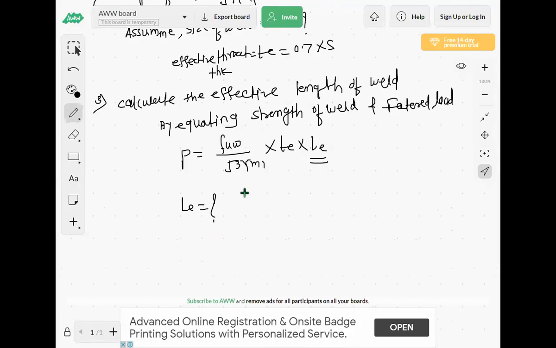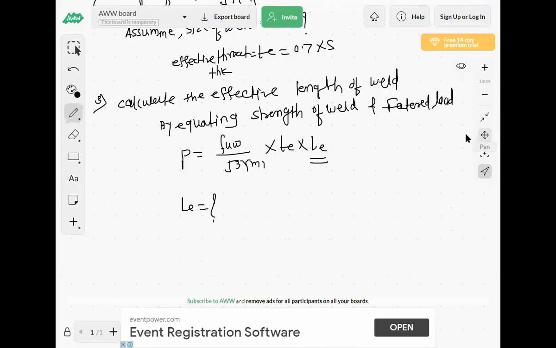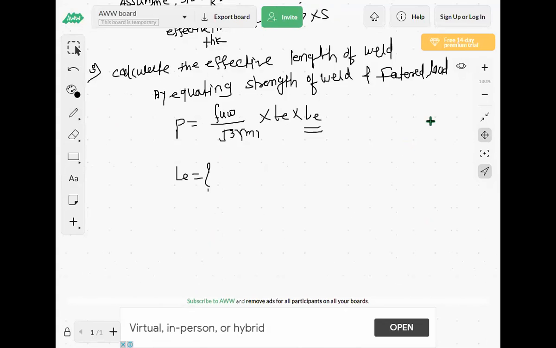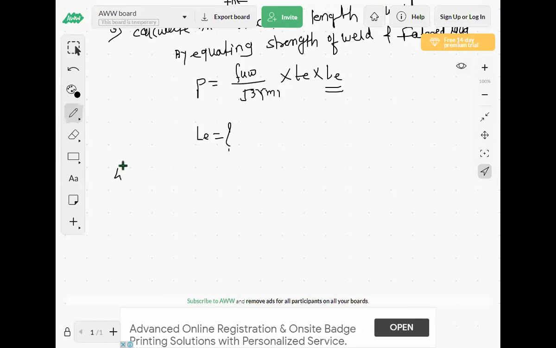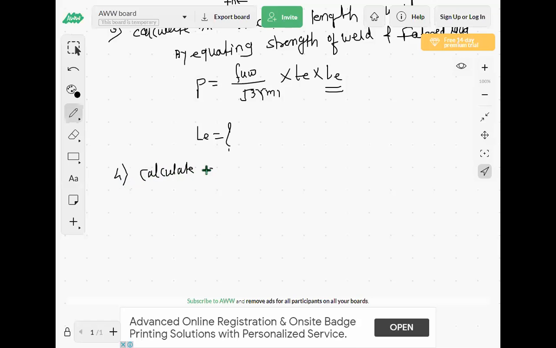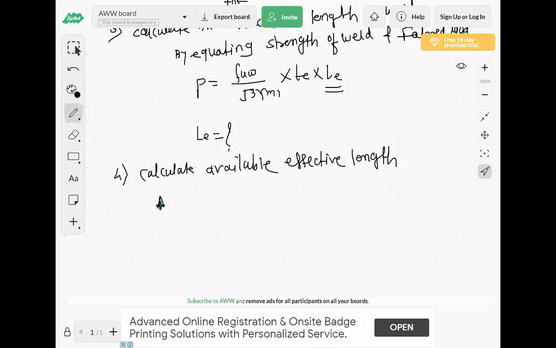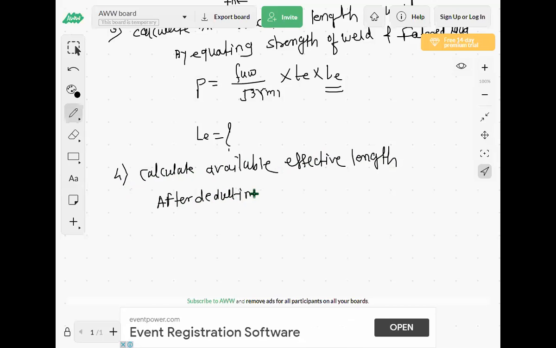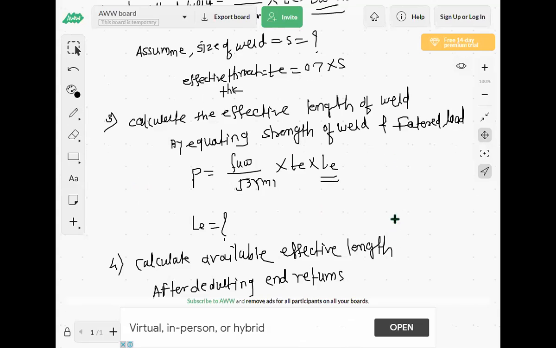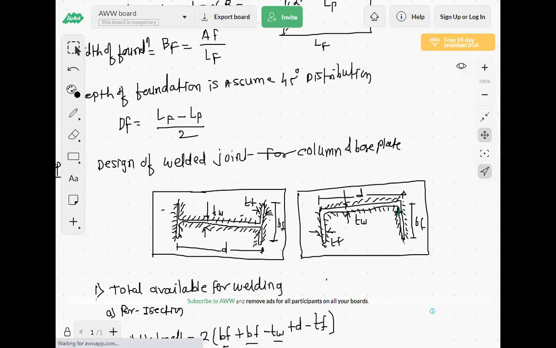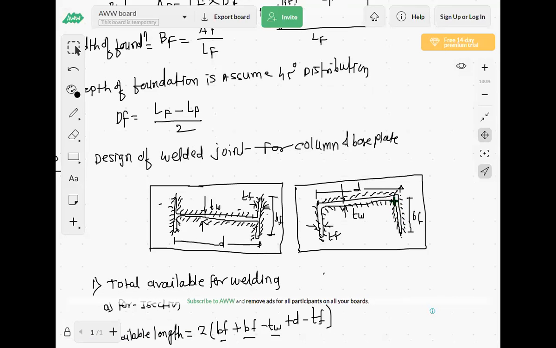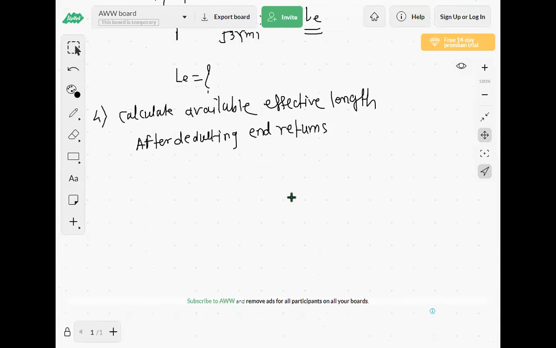And now we have calculated the effective length of weld, means that much we can provide, but is it available? That we have to show here. So number 4, we have to calculate the available effective length. So here after deducting end returns, means what? These are the ends. These are the end returns or internal end returns. So we have to deduct these end returns. Welding is not needed at these places. So by deducting the end returns, we have to calculate the available effective length.